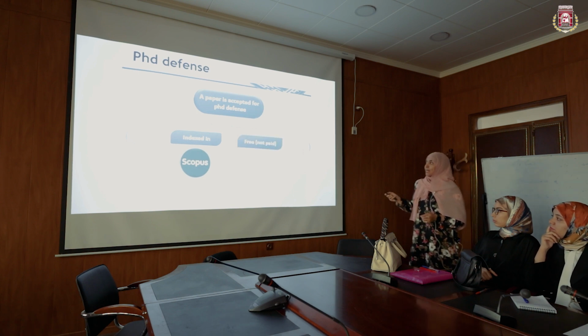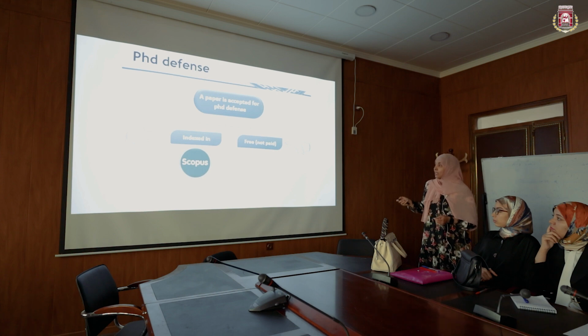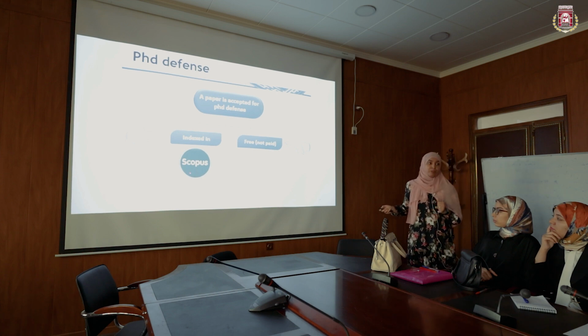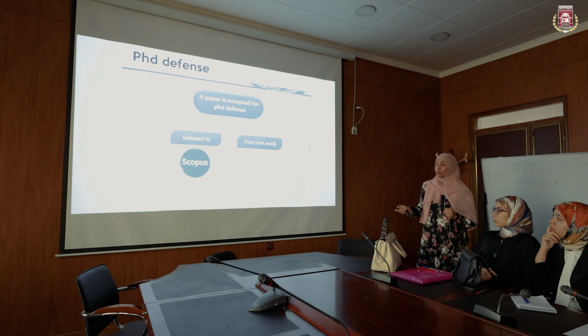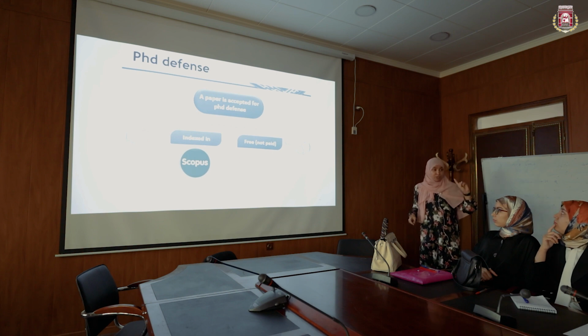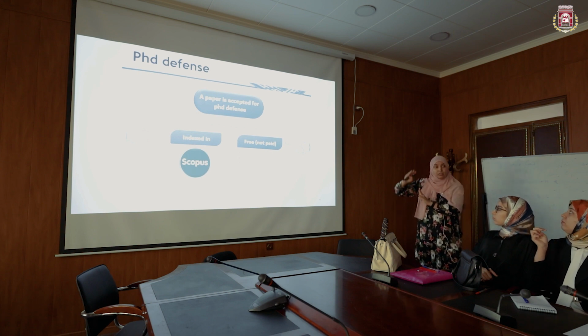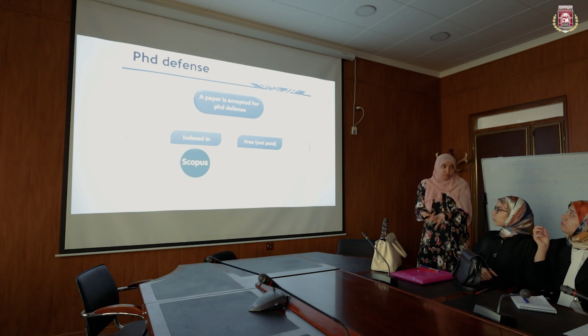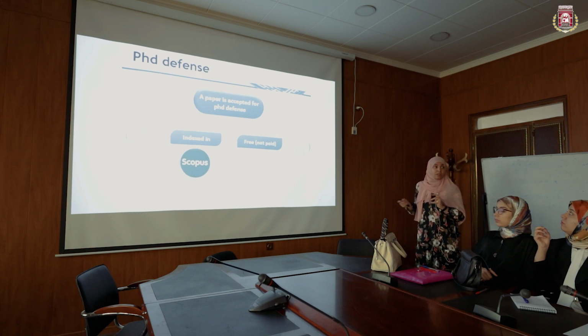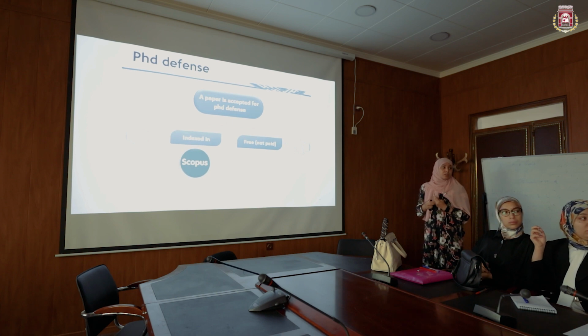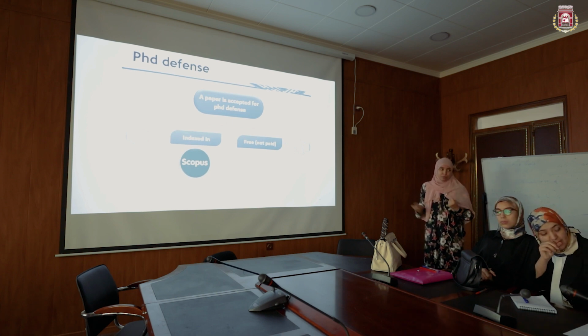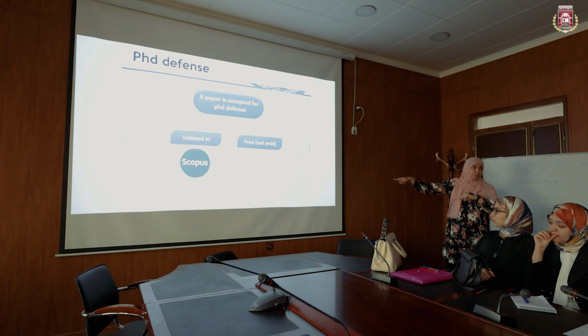So a paper is accepted for the PhD defense only when the published paper is indexed in Scopus, and free, not paid, if it's published in category B. But if it's published in category A and it's not free, open access, no problem, okay? Yes, Scimago. We can also use Scimago. I mentioned it.